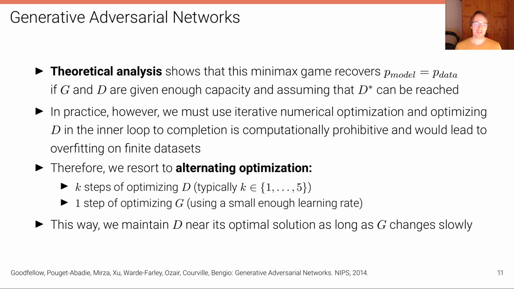This way, we maintain D near its optimal solution despite not optimizing D infinitely long with every G update. So as long as G changes slowly, because we're always optimizing D jointly, we basically keep D near its optimal solution. We're going to see this also in some of the examples that I'm going to show.